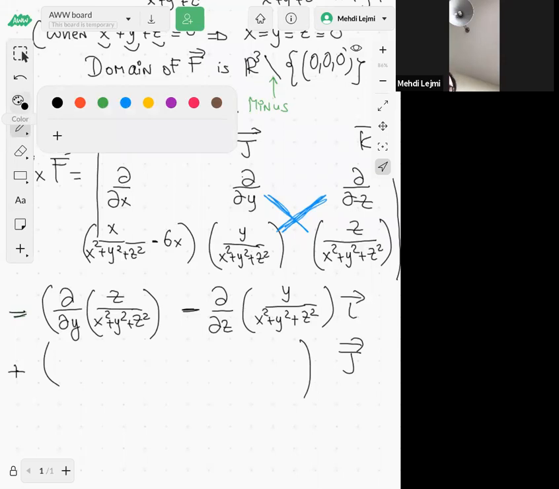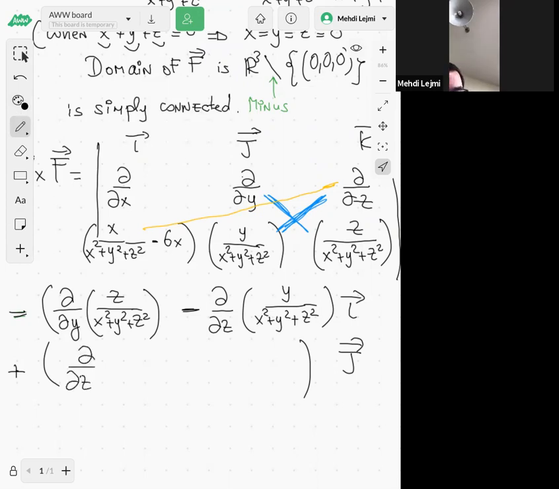Now the coefficient of j. For j, we need to take the derivative with respect to z of this function here, right? So that's the derivative with respect to z of x over x squared plus y squared plus z squared minus 6x, minus the derivative with respect to x of this function here. So that's minus partial x of z over x squared plus y squared plus z squared.